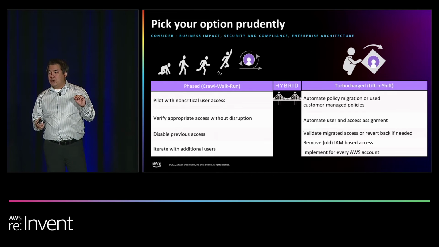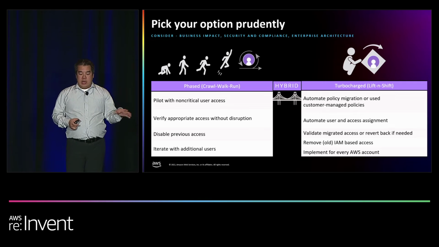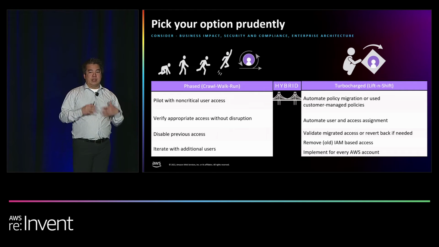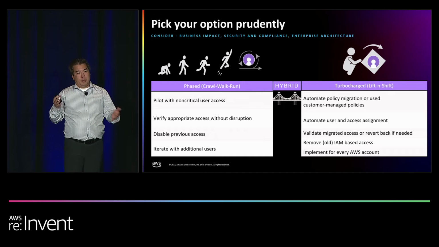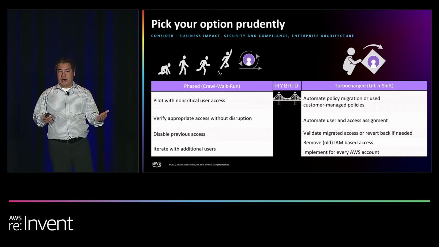So a hybrid approach is what I would take a look at in the long run. But definitely start with a phased approach and then start thinking about how you can speed this up. Because at the end of the day, you will have two authorization models, and having two authorization models means you have a little bit more overhead.